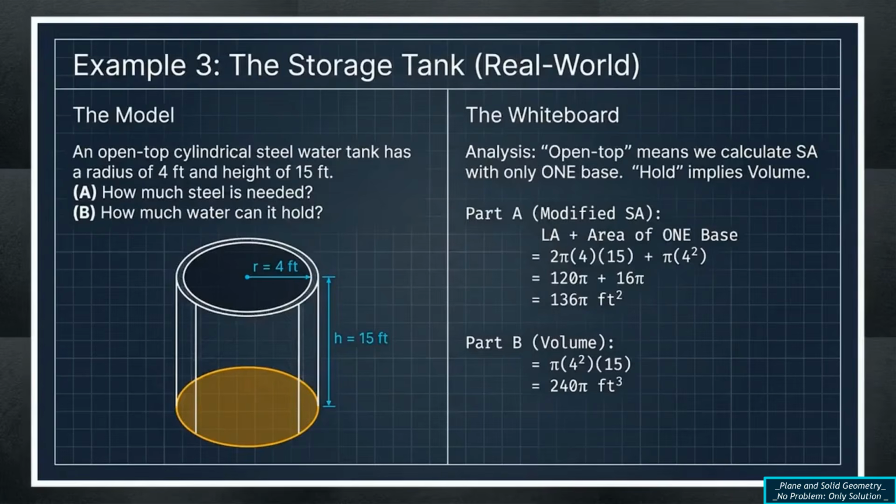Consider an open-top steel water tank missing one of its bases. To find the surface area here, we must modify our formula. We calculate the lateral area, but add only 1 pi r squared to account for the single base.